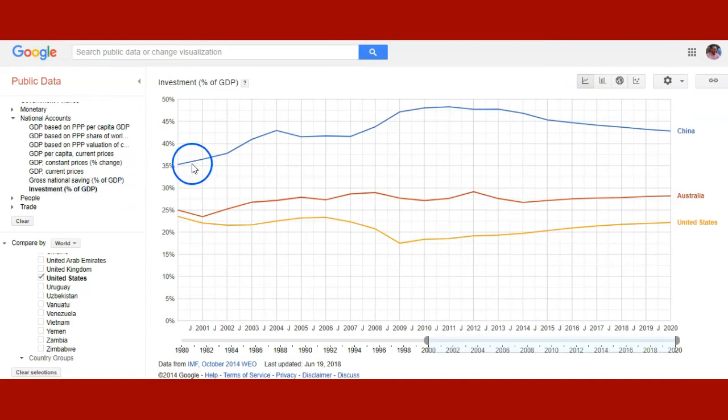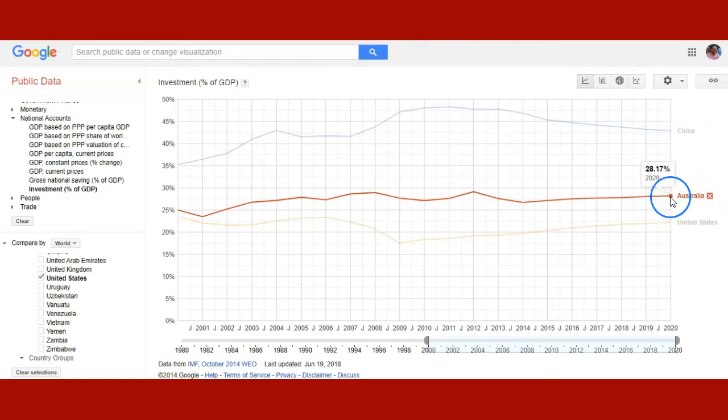Yes, you can see there that of total GDP, China's is around about 43% of it is investment expenditure, which is huge. So this is possibly a major contributor to its economic growth. Australia is 28%, and the United States is 22% of GDP.